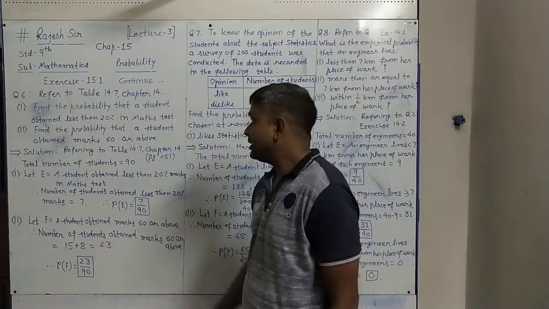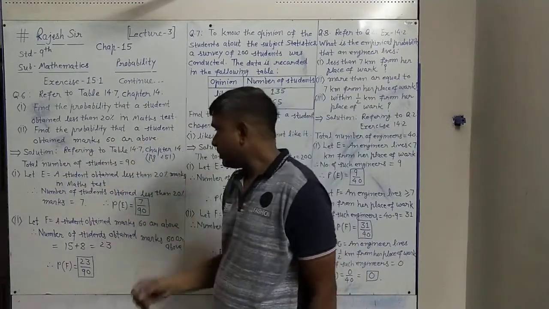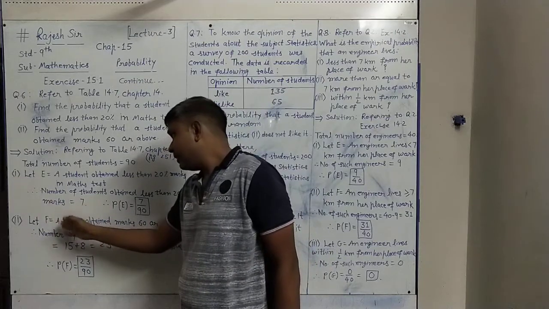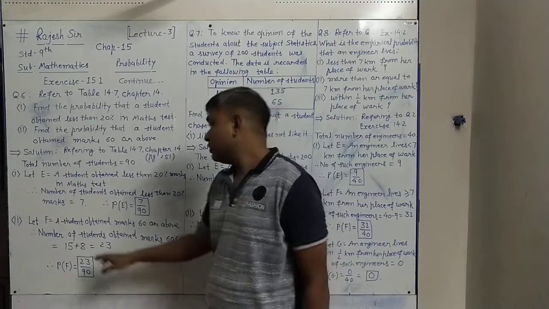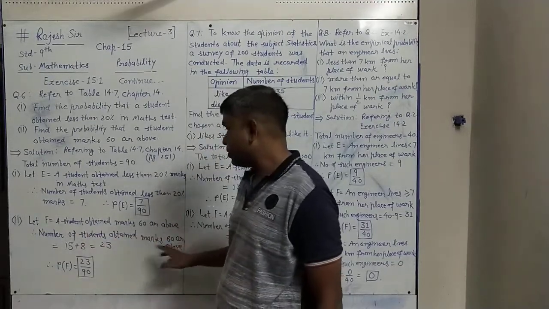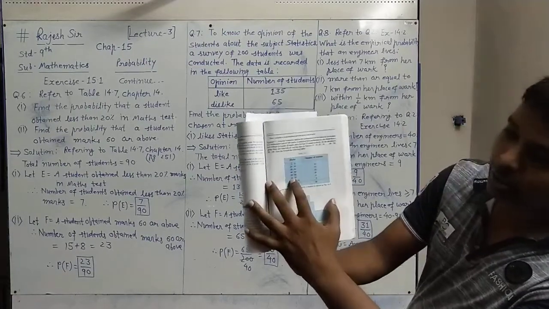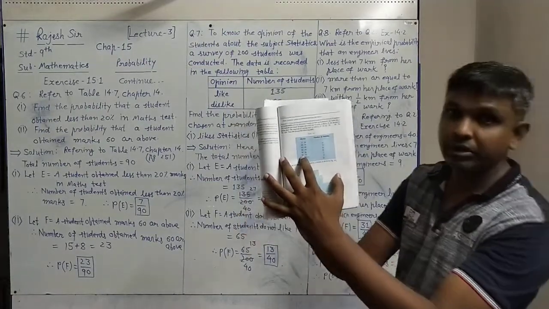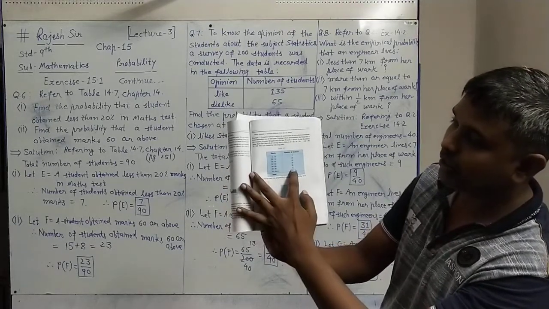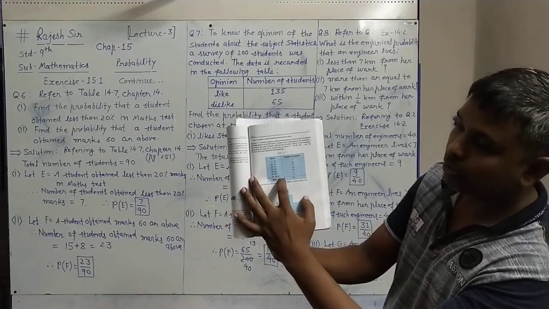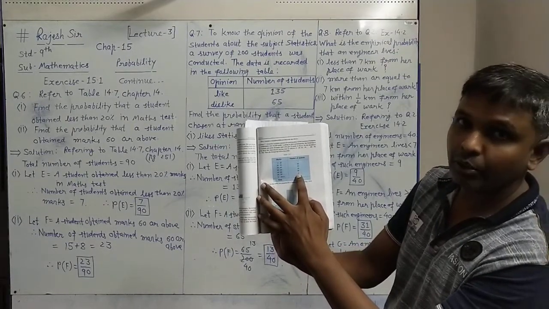The second question asks to find the probability that a student obtained marks 60 or above. So let F be the event in which a student obtained marks 60 or above. The number of students who obtained marks 60 or above is in the table. Again, 60 or above means the last two rows: students obtaining 60 to 70 marks are 15, and students obtaining 70 or more marks are 8. These two numbers of students will be counted.